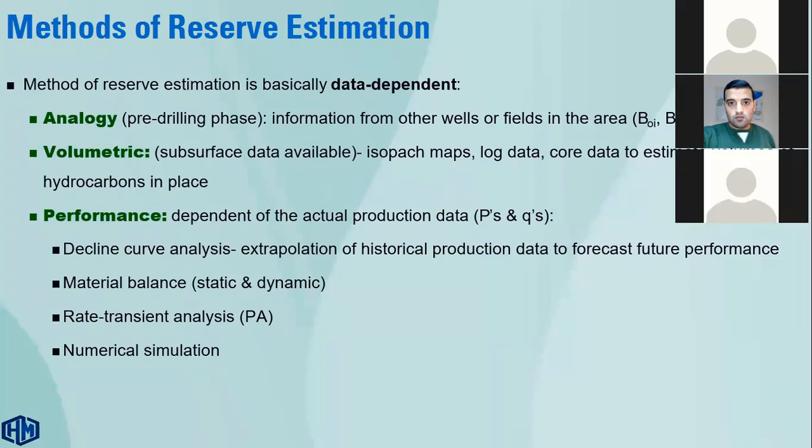In this technique, we have different production data like flowing pressure and flow rates. So we will use this production data to calculate reserve. Examples of this are decline curve analysis, like exponential, the empirical Arps equation, or even the advanced Fetkovich approach, material balance, static or dynamic, RTA or rate transient analysis, and finally reservoir simulation.